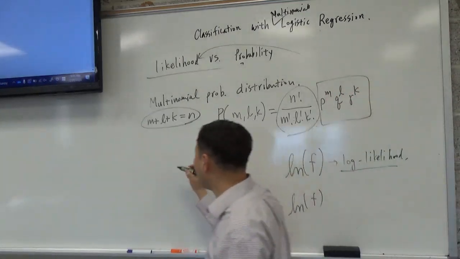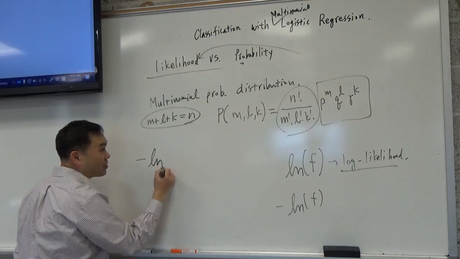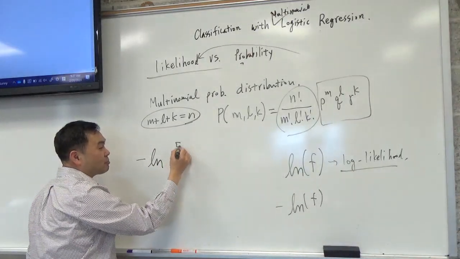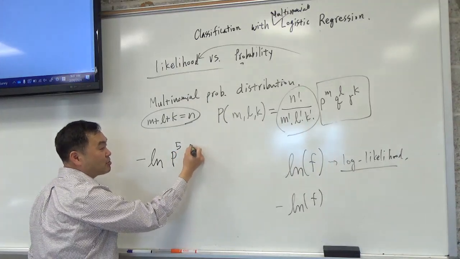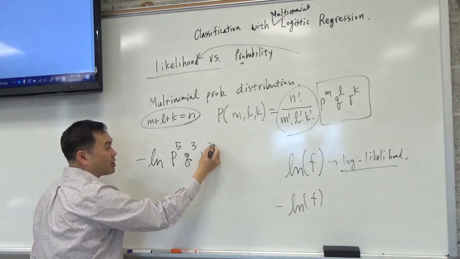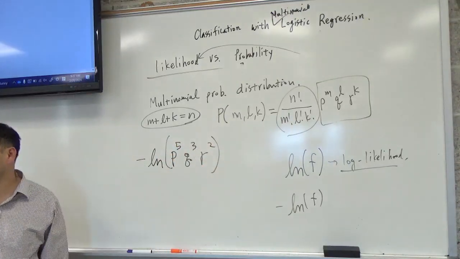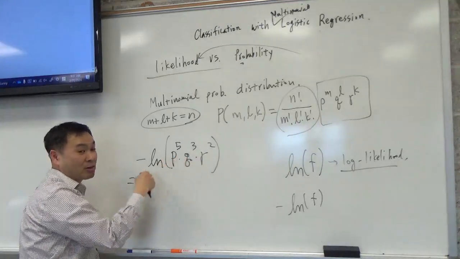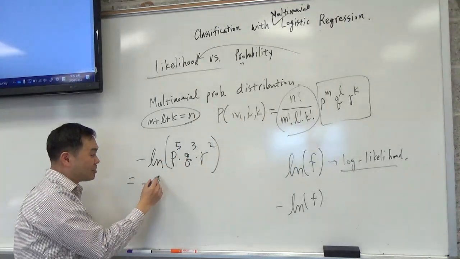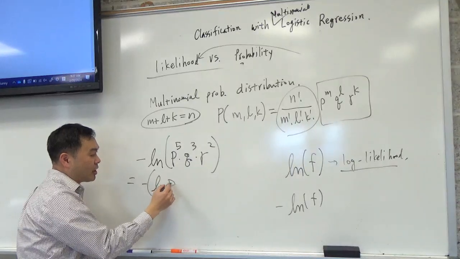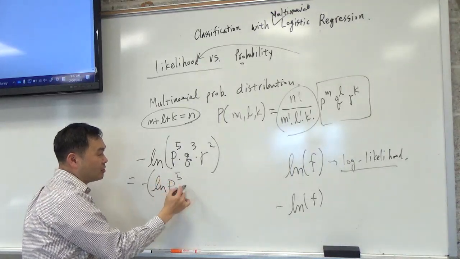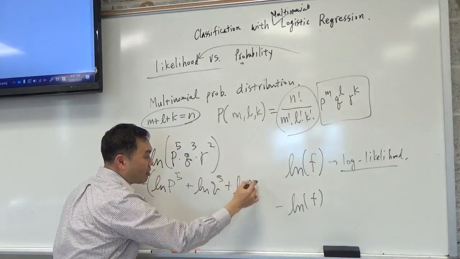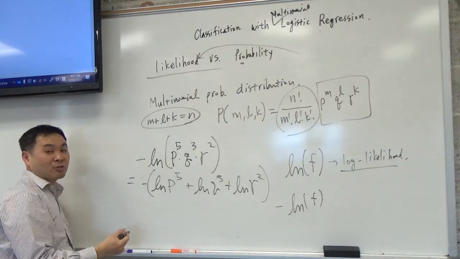Let's see what happens if we take negative log likelihood. Negative ln, okay, of p to the 5th power, q happened 3 times and r happened twice. That's our log likelihood function. Okay, do you know the log rules? What happens if you have products? You can add them up. You can add instead, right? So you have ln of p to the 5th plus ln of q to the 3rd plus ln of r to the 2nd.